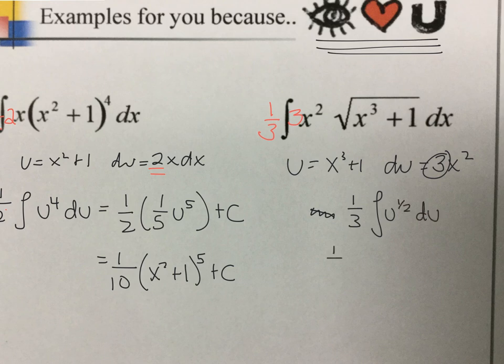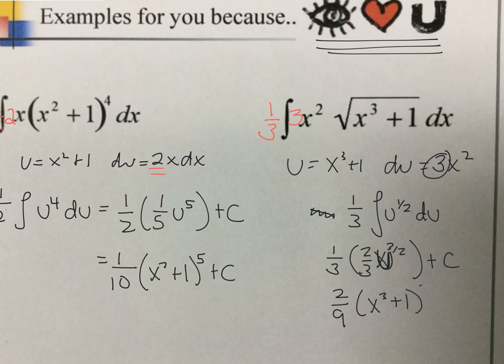So integrate that, it becomes 1/3 times, and now we're going up to the 3/2, so u to the 3/2, which means I need to multiply by 2/3. Did I write an x? That should be a u. Okay, plus c. So now when I multiply together, that should give me a 2/9. I'm going to do my replacement here. So my replacement becomes x to the 3rd plus 1 to the 3/2 plus c.